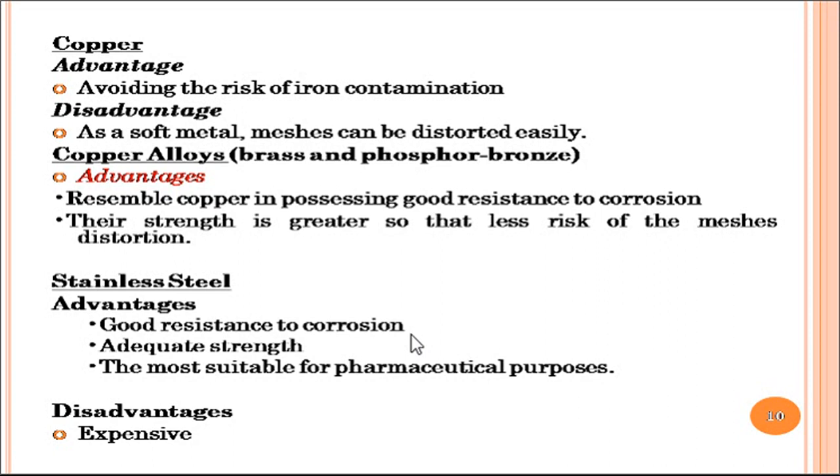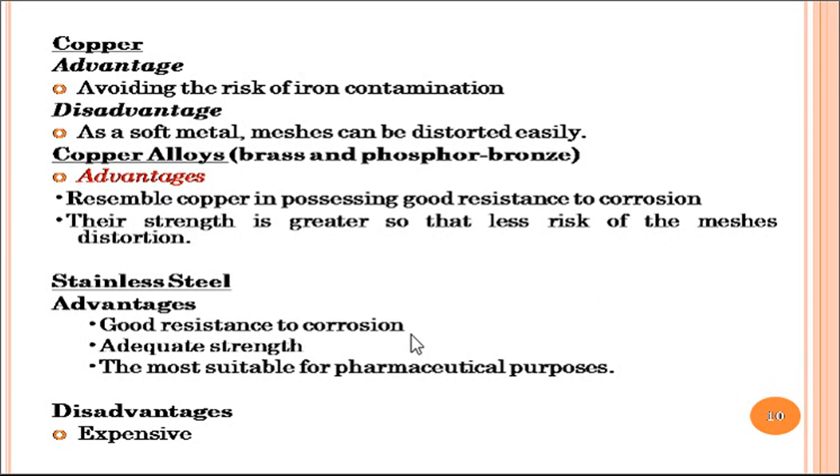Next metal is copper, which is being used to avoid the major contamination, as is the familiar observation in the case of the iron mesh. The drawback is that it is a soft metal and the mesh can be destroyed easily, because the wire does not have that much tensile strength.